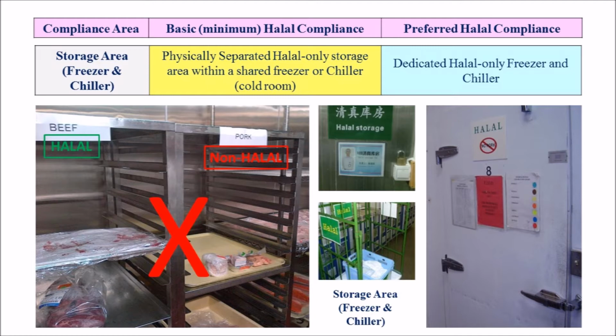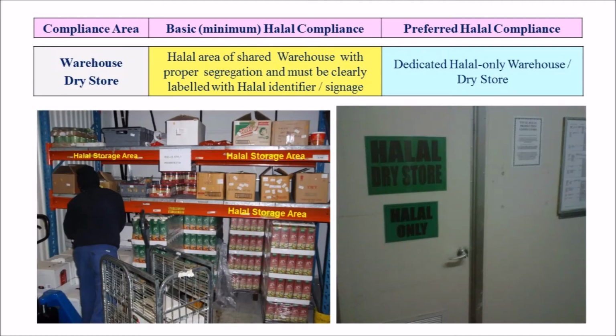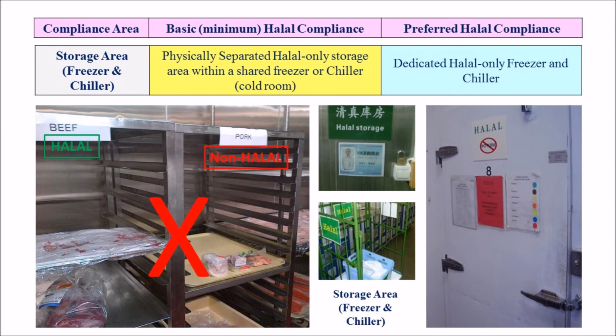Even though it is a shared freezer or chiller, they need to have a dedicated area for halal, for example, with halal product in one area. These are picture examples. Some at the preferred level have a halal dry store, halal freezer, and halal chiller. They have a dedicated freezer and chiller, only halal product being stored here. This is better, the preferred level.